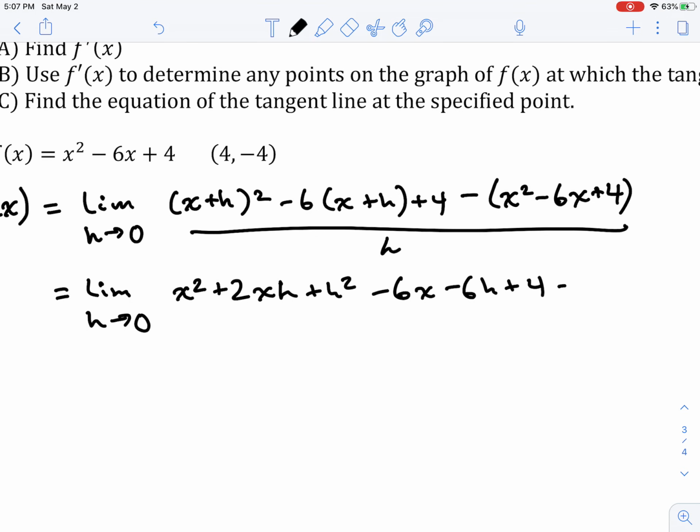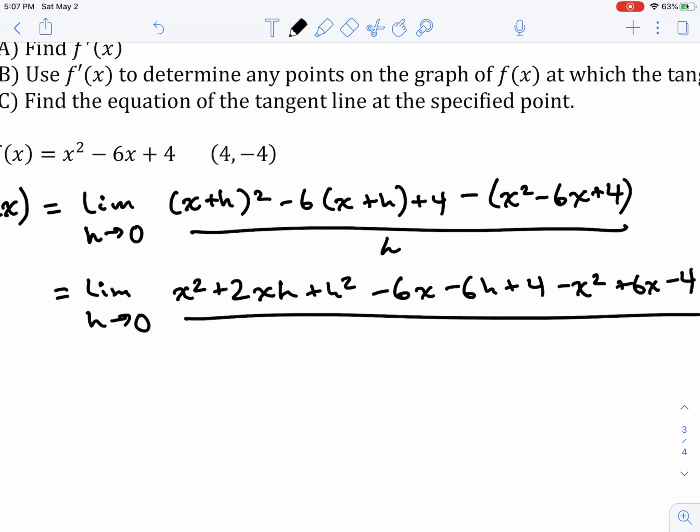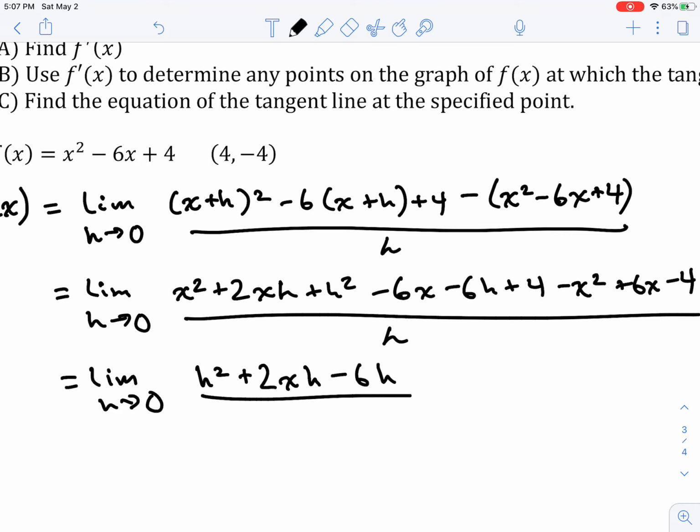Looks like I need a little bit more space. And I think I applied all my signs correctly there. All right, and now that's all over h. Then we're going to find the limit of this as h approaches 0 of h squared plus 2xh minus 6h, all of that over h.